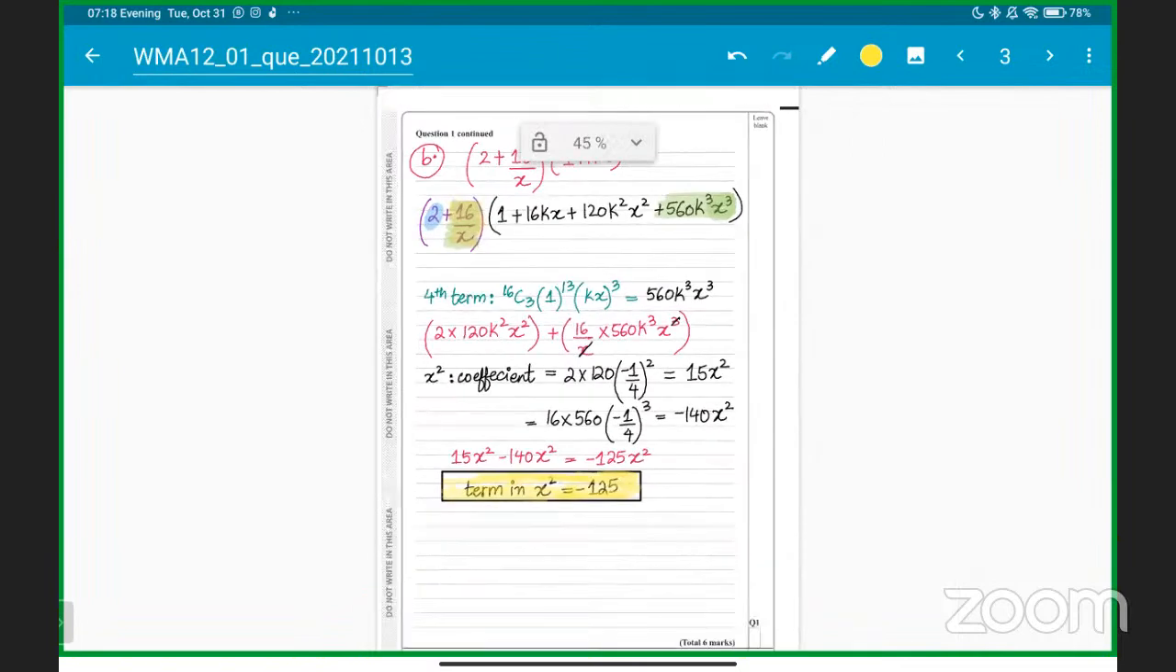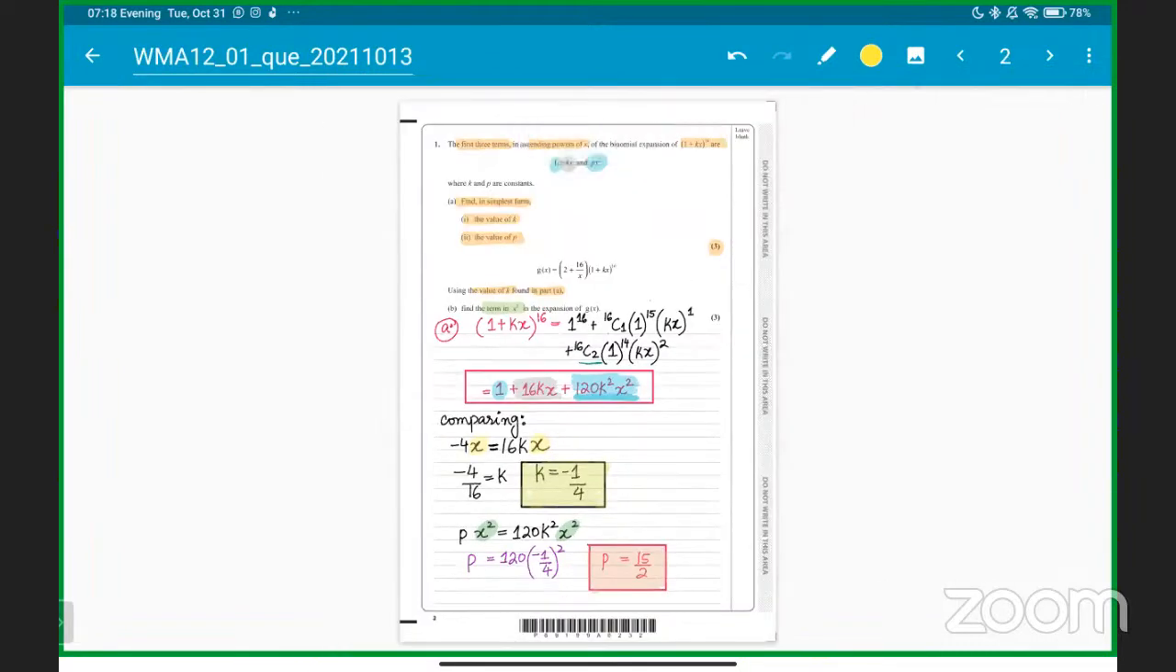So part B is here. You can take a screenshot. And part A is here. Okay, the third question we have done. Okay, understood? Any concerns? Let me know.